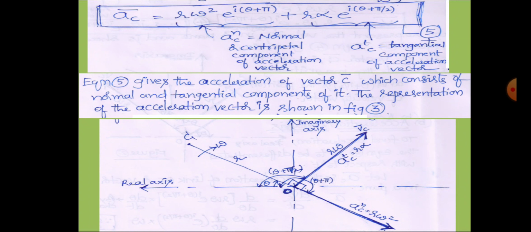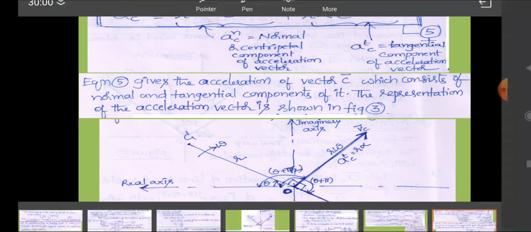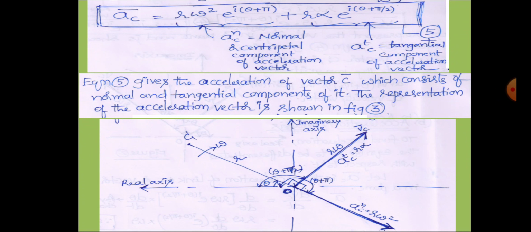And the other component is the tangential component of acceleration. What is its magnitude? r alpha. But what is its angle? Theta plus pi by 2. Therefore the tangential component of the acceleration coincides with the velocity vector, because the velocity vector angle is theta plus pi by 2, and the tangential component angle is also theta plus pi by 2. So I have written it on the velocity vector itself: the tangential component of acceleration of vector c, equal to r alpha, making an angle equal to the velocity vector angle, theta plus pi by 2.